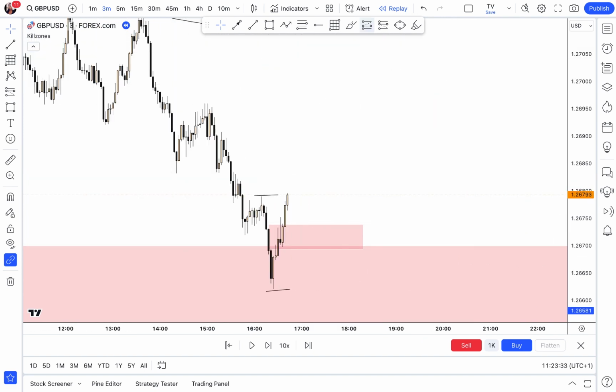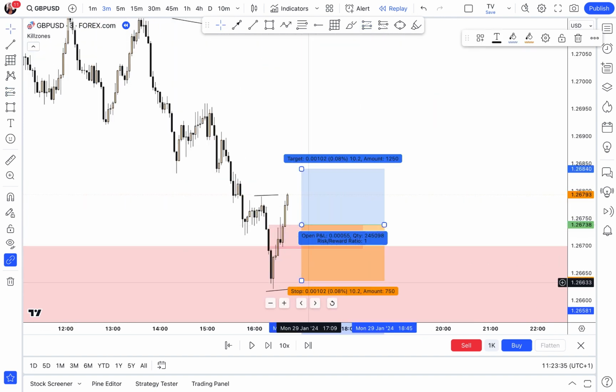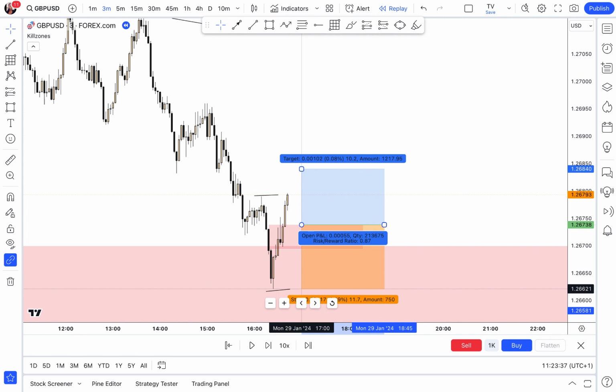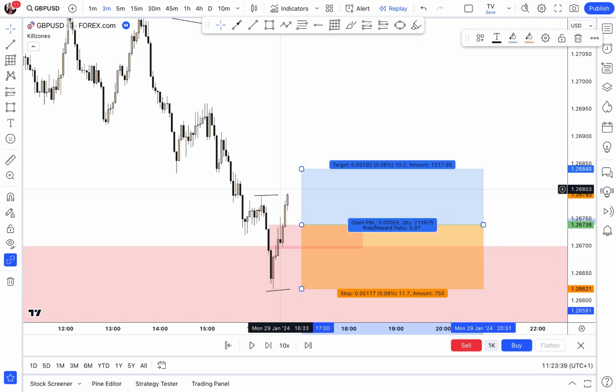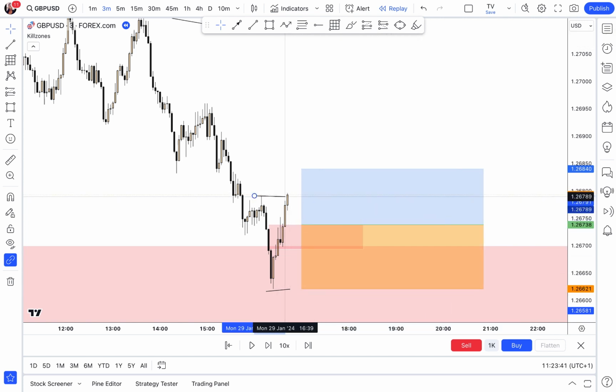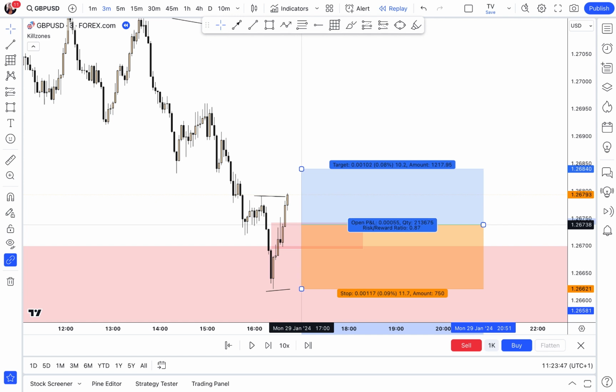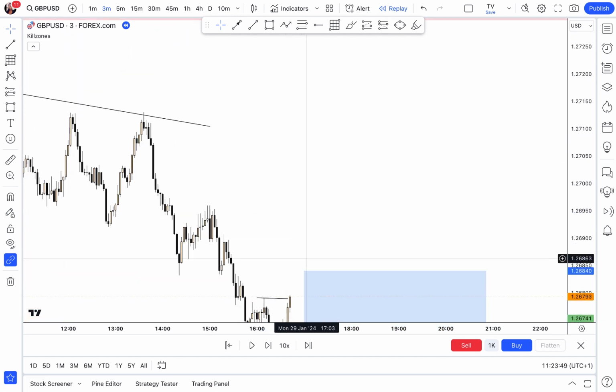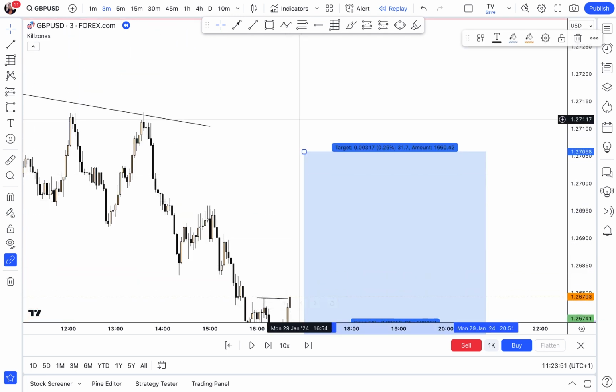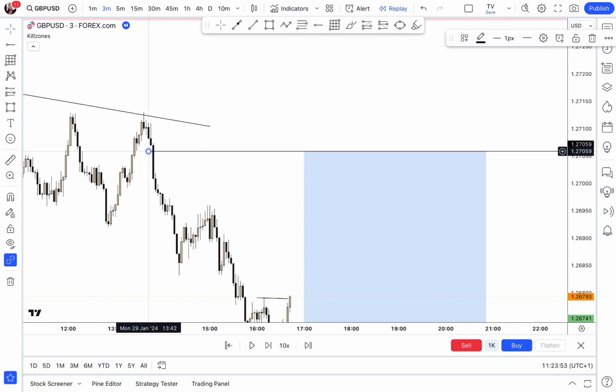So let's see if we can get a setup. This is about 11 pips. This is the break of structure. This is our demand level that we can see is clear with imbalance. So our entry right here and our take profits will be at this zone right here. I will take this trade.